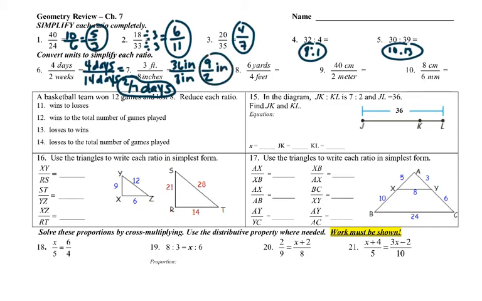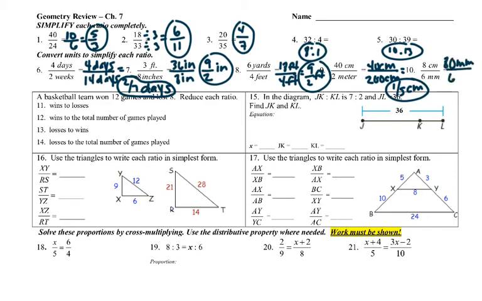6 yards, 4 feet. Remember that there's 3 feet in a yard, so that's 18 feet over 4 feet, or 9 over 2 feet. And the next one is centimeters and meters. Of course, we remember that there's 100 centimeters in a meter, so 200 centimeters. That's going to reduce to 1 over 5 centimeters. And then the last one, 80 centimeters, we know is 80 millimeters over 6 millimeters, so that's going to reduce to 40 over 3 millimeters.